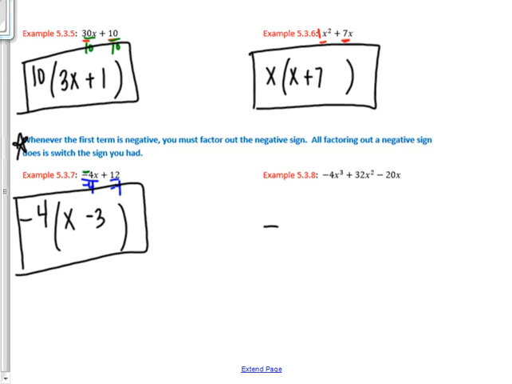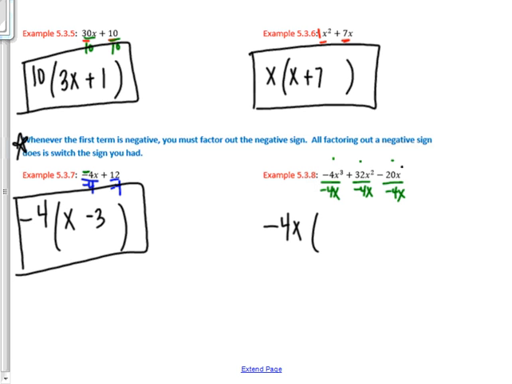Okay, so same thing here. That first one's negative. I'm going to take it out. And what's the biggest number that goes into 4, 32, and 20? That would be a 4. And they all have x's. I could take out the smallest amount, so that's just taking out one x. So let's divide everybody by negative 4x and see what we get.